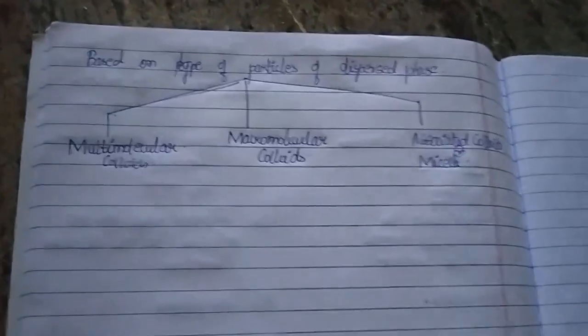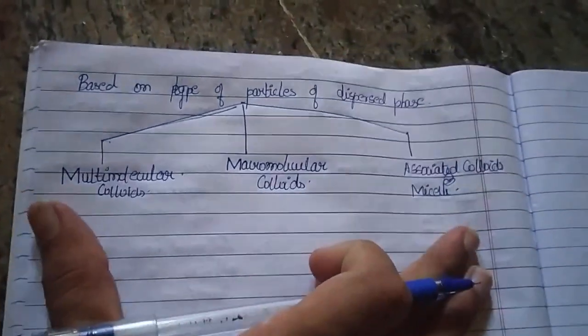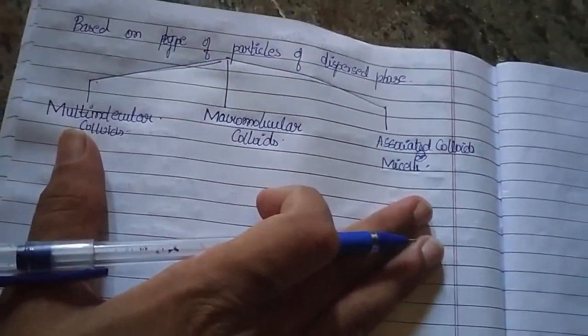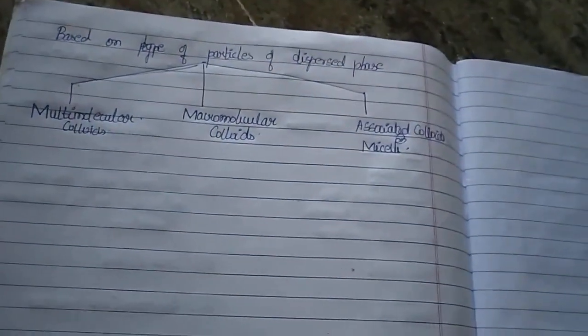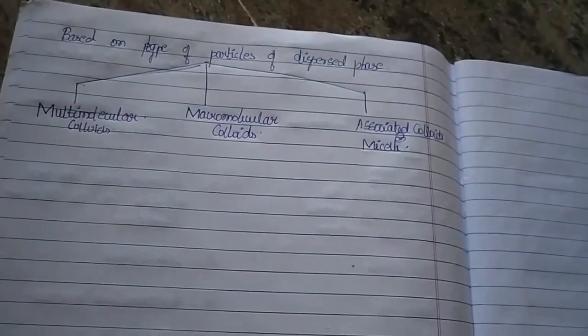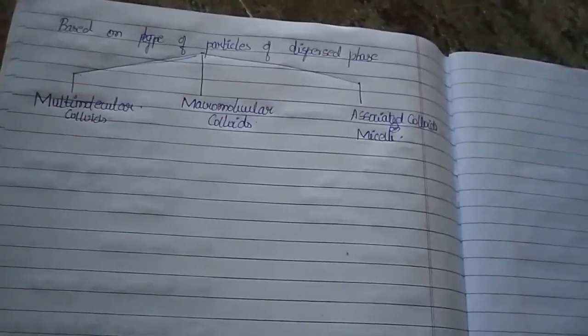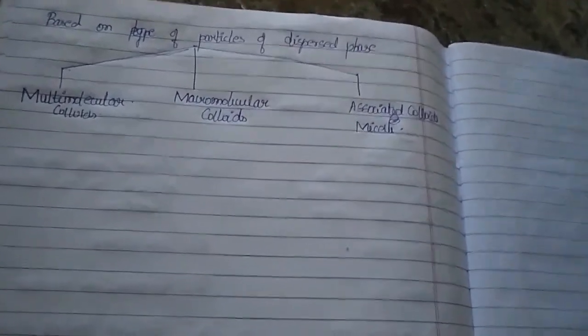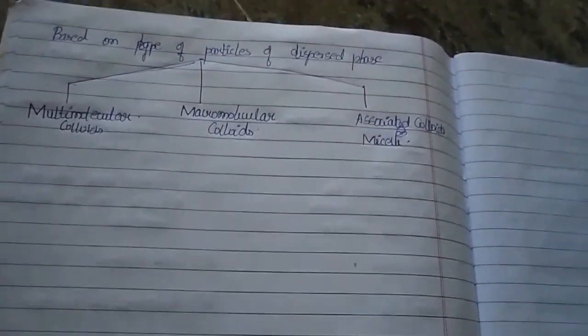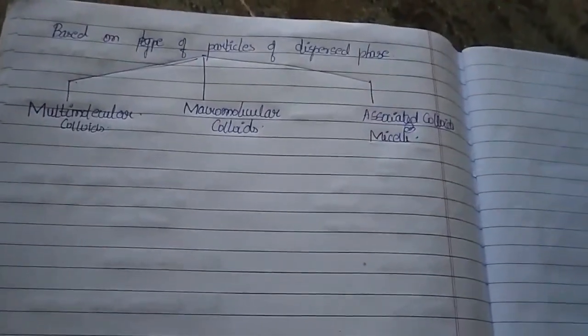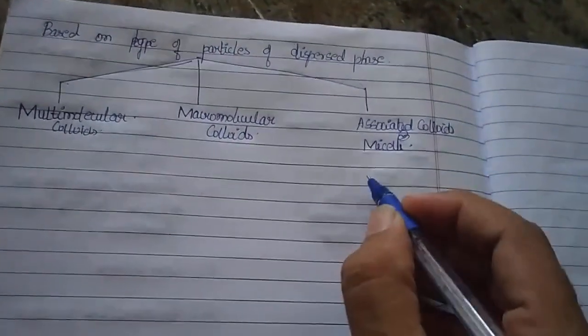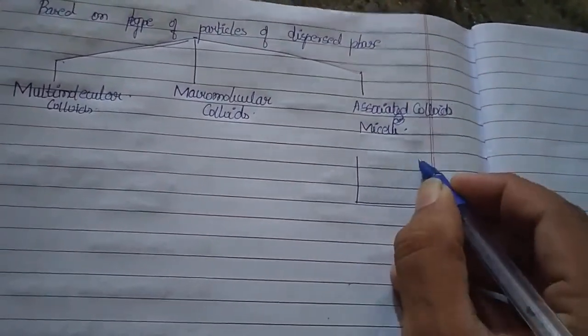Before going to this classification, once again I want to remind you about the main concept of colloids. As I have said, a colloid is a heterogeneous system in which the dispersed phase particles are in continuous random motion in the dispersion medium. Mark my words, the dispersed phase particles are in continuous random motion.